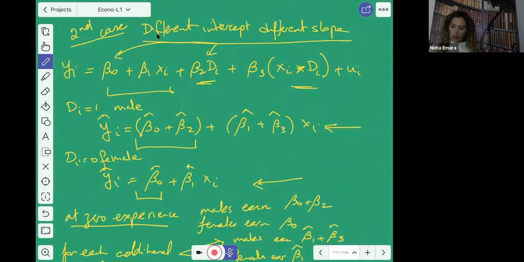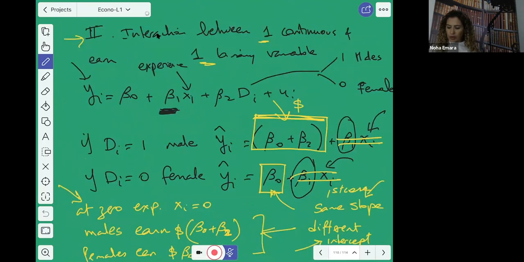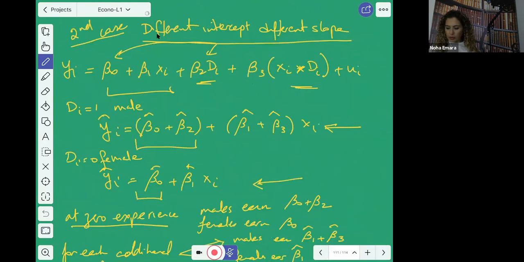All right, so let's talk about the third case. We discussed the first case where I have the same slope, different intercept, and the second with different slope, different intercept.